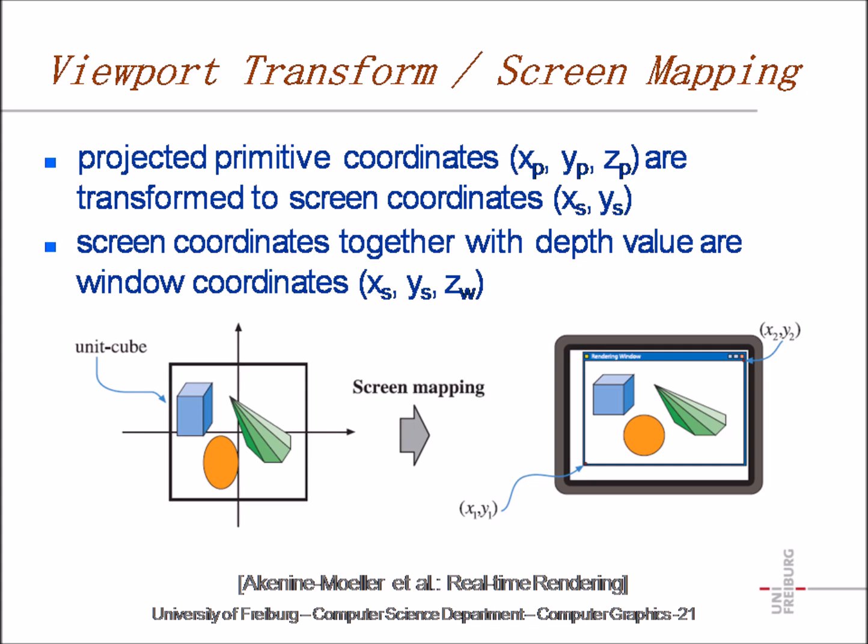The whole process is demonstrated in the figure below. At the right side of the figure, you will observe the screen mapping in 2D coordinates, and at the left side of the figure, you will see projected primitive coordinates in 3D form.